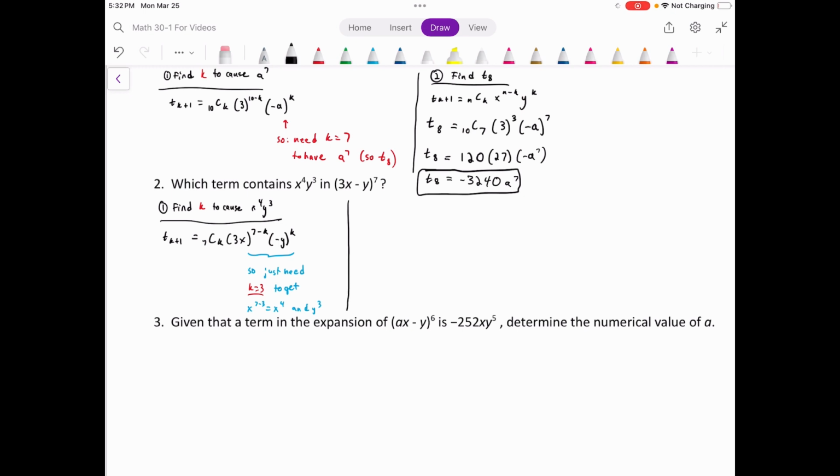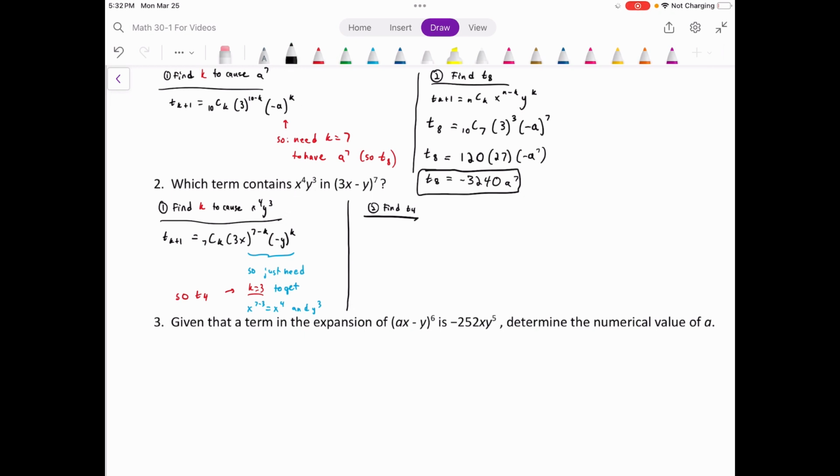So we now know we are looking for which term number? If k is 3, the 4th term, right? T4. So all that's left to do is actually find T4. We know that the 4th term will be where x to the 4th y cubed shows up.